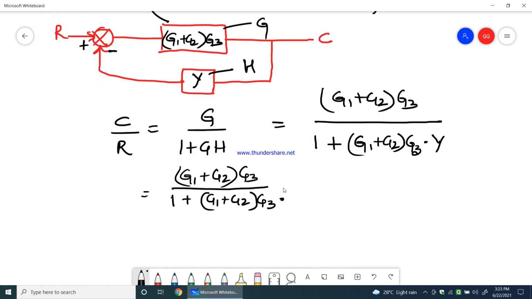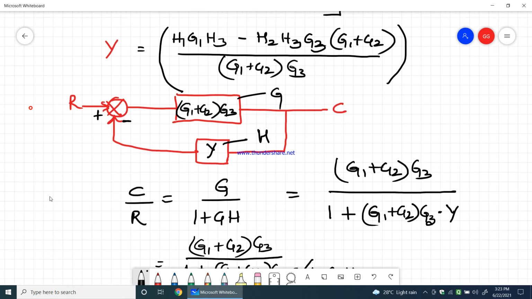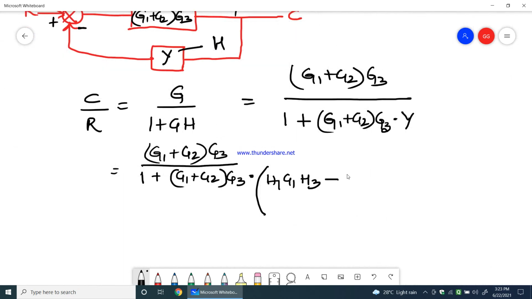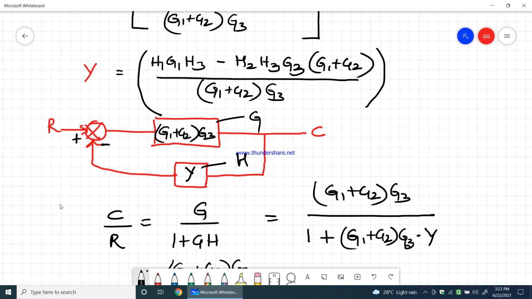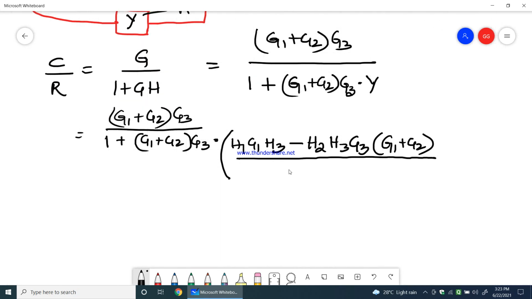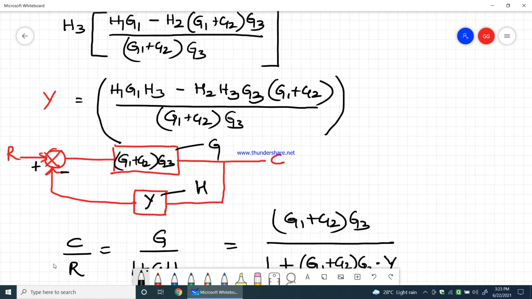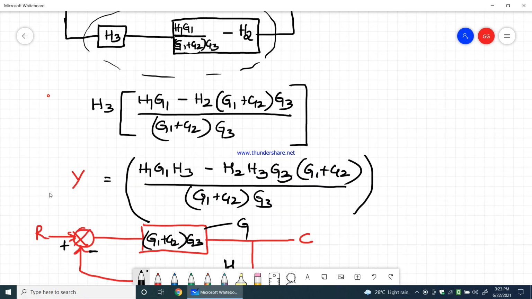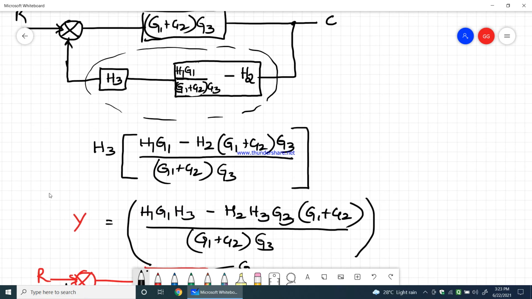Y is H1 G1 H3 minus H2 H3 G3 into G1 plus G2, not minus, into G1 plus G2, the whole thing divided by G1 plus G2 into G3.